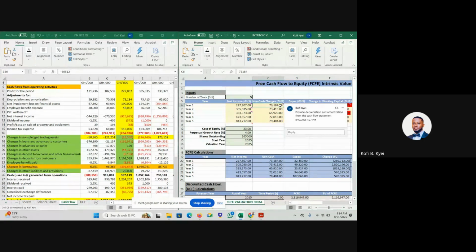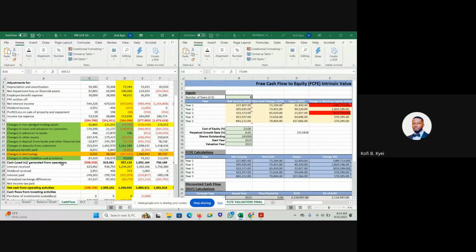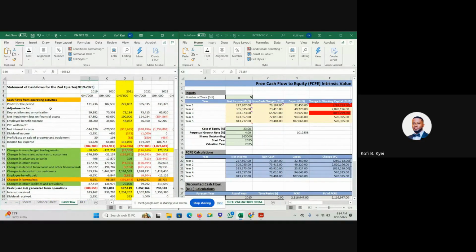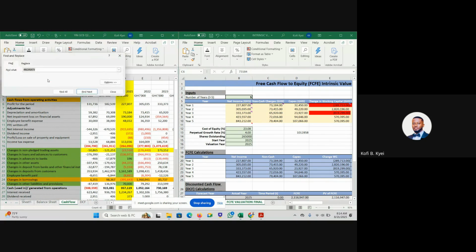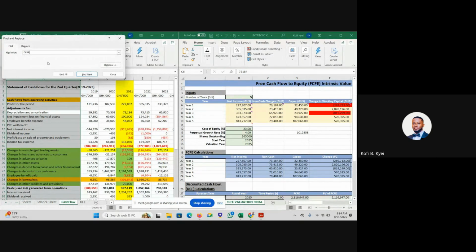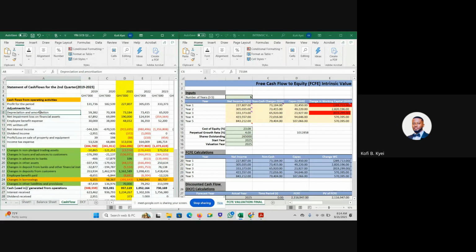So the non-cash charges are the depreciation and amortization, and we are picking it from the cash flow statement. All right. So you look for the depreciation and amortization from this cash flow statement. You can see it's the depreciation and amortization. Let me just color it so that you can easily see it. So 2021 is 73184. The next year is 73415, 65. So it continues like that up to year 5.